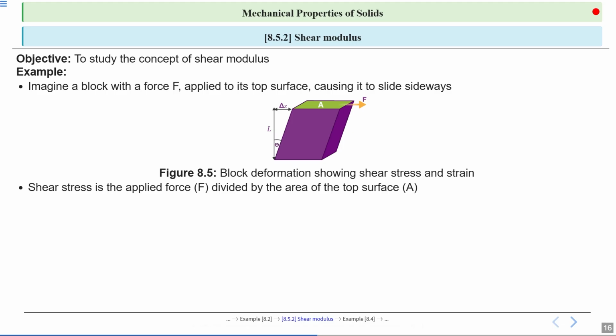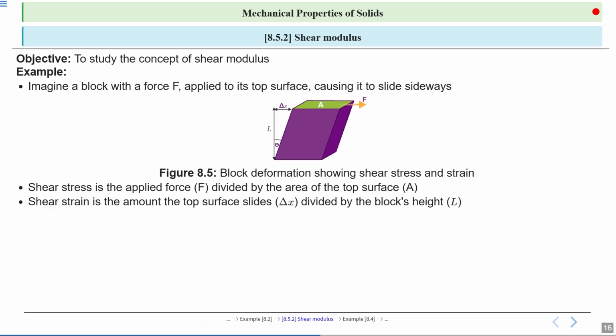Shear stress is defined as the force applied F divided by the area A of the surface where the force acts. So shear stress is F divided by A. If we increase the force or decrease the area, the shear stress increases. Shear strain measures how much the top surface slides compared to the block's height. It's calculated as the sideways displacement delta x divided by the length L, or we can say height L. This gives us a ratio with no units showing the relative deformation. If the block is taller, the same sideways movement results in less strain.